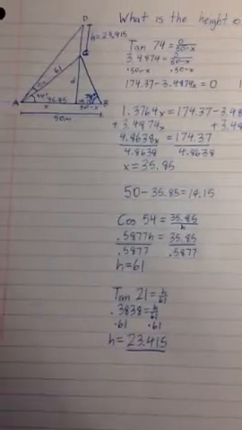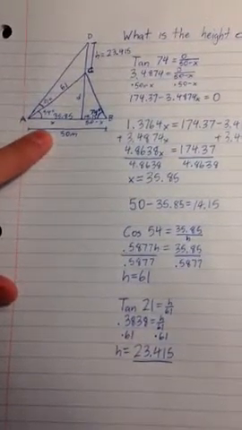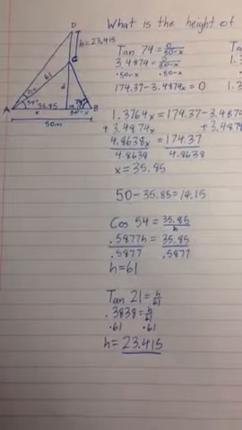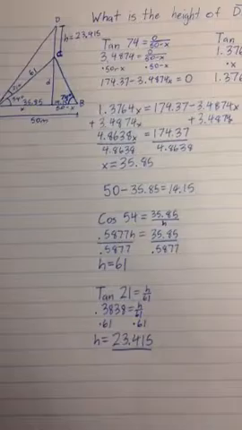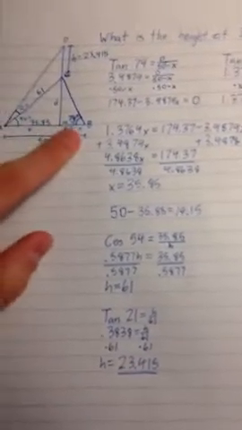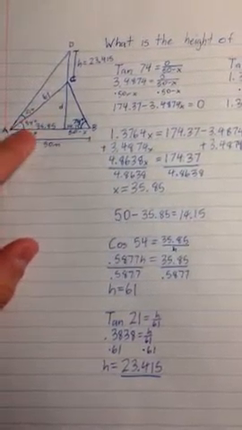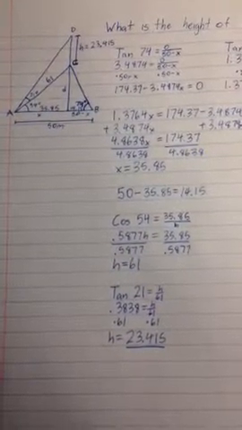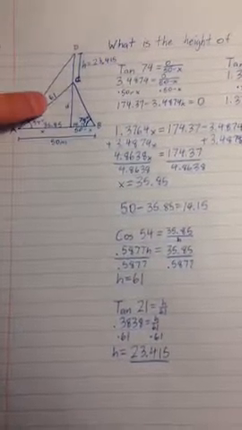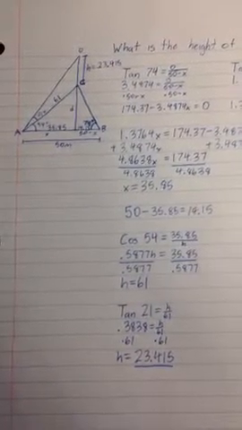So then what you're going to use that for is to find the length of this. You're just going to subtract 35.85 from 50, which leaves you with 14.15, which means that this is 14.15 and this is 35.85. So then our next step is to find this length right here.